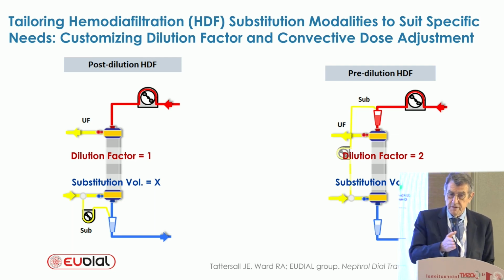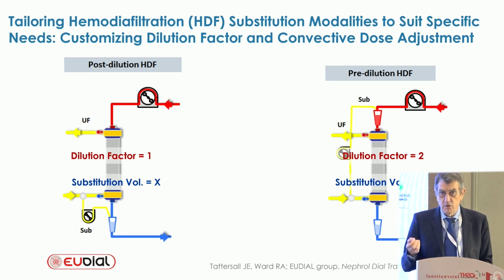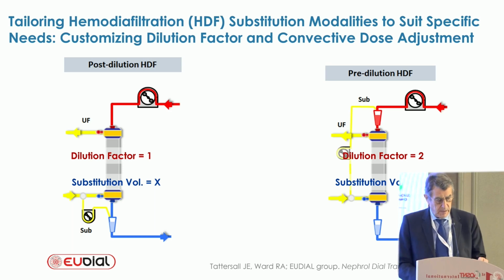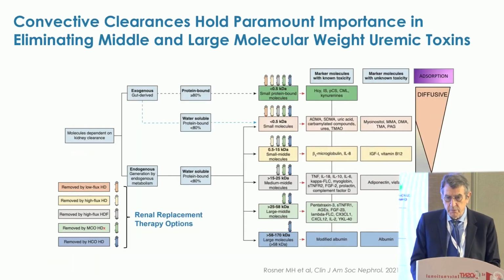But if you move east to Japan or Asia, we know that they are using very low blood flow, and this morning 200, 250 was mentioned. And if you do 200, 250 blood flow, you need to move to pre-dilution. There is no way to do post-dilution. So depending on what you do, you have to select the technique. In Europe, post-dilution mode is the most popular one.